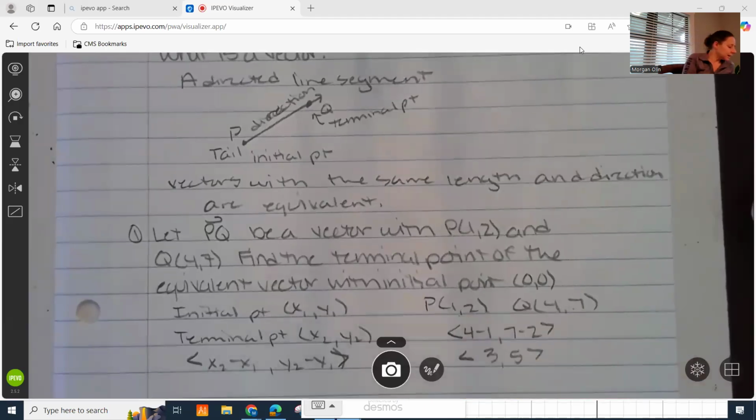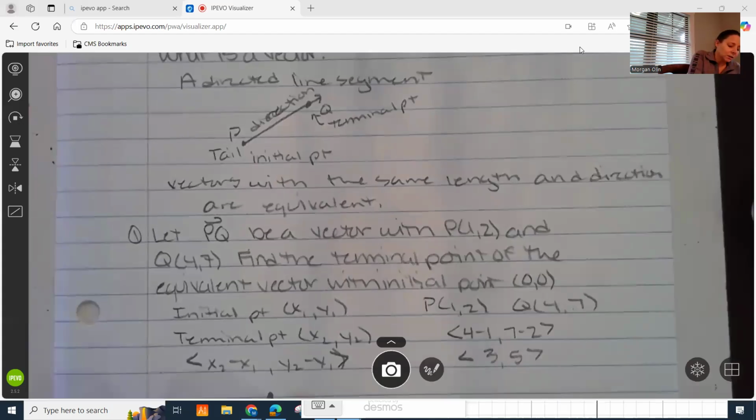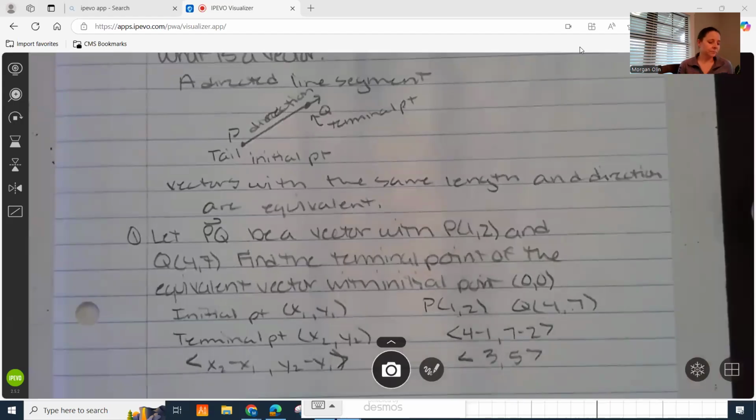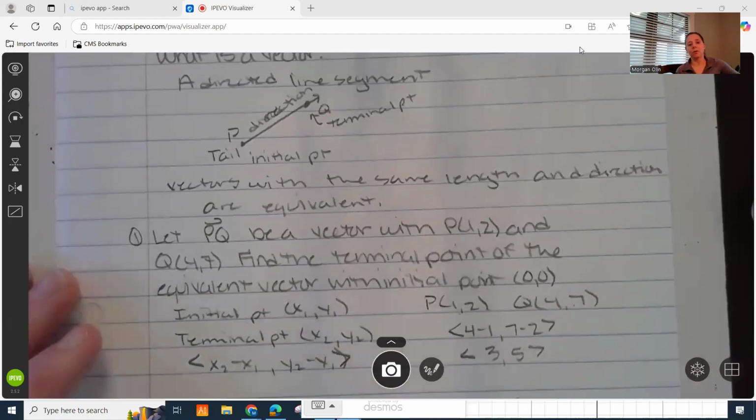Since the initial point now is (0, 0), then the terminal point will be, and when we write a point, we write it in parentheses, the same thing: (3, 5).